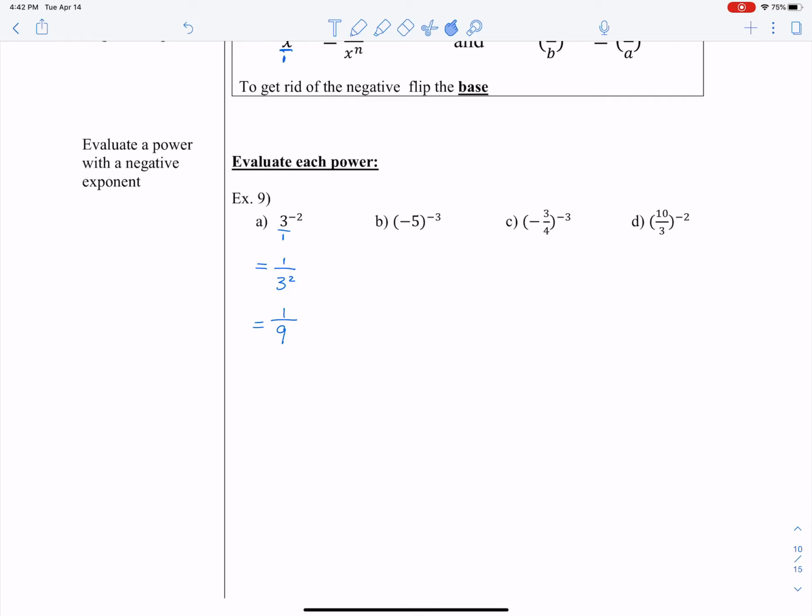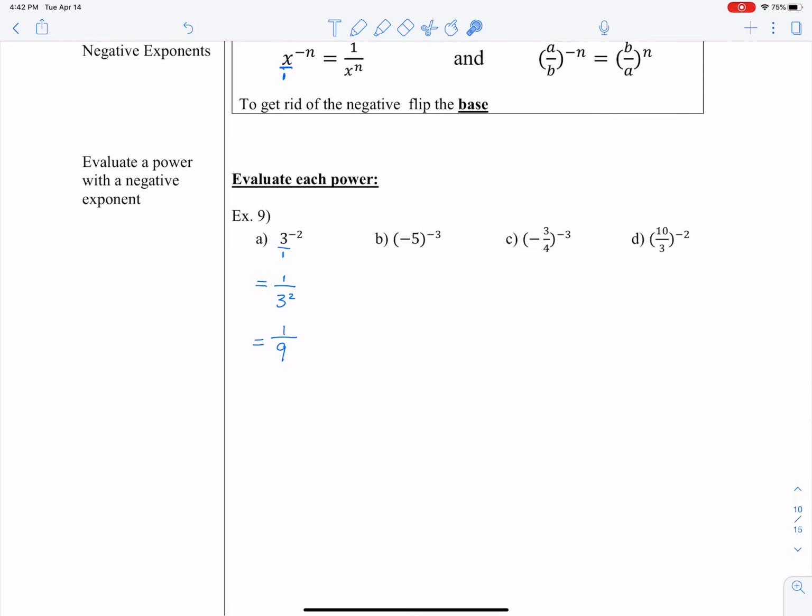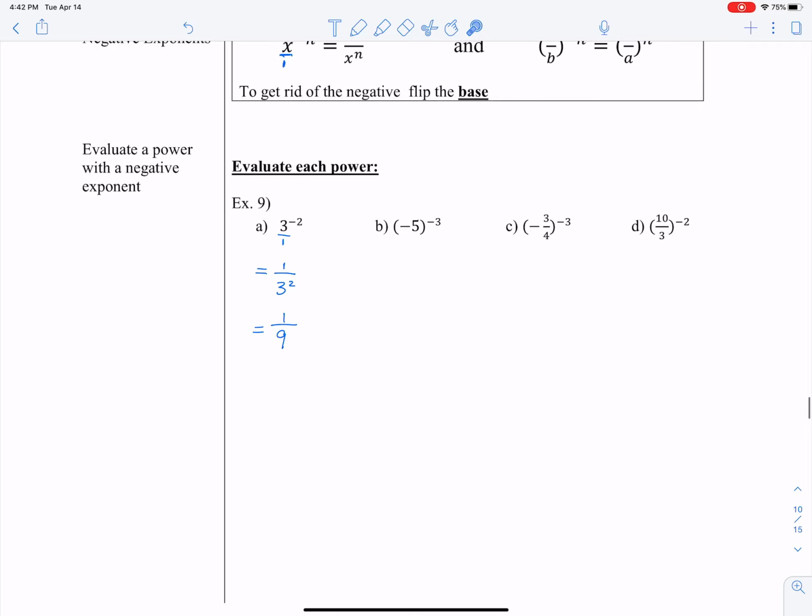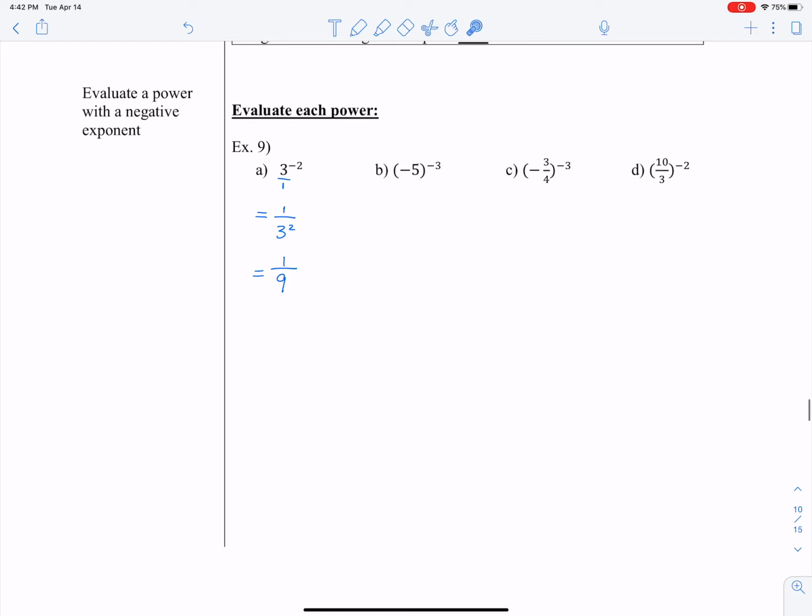Now, before I move on to these examples that have more complex negative signs, I just want to show you a couple more examples down below. So I'm just going to draw a line here. I'm going to do them off to the side. So A, B, C, D, I'm going to call this E.